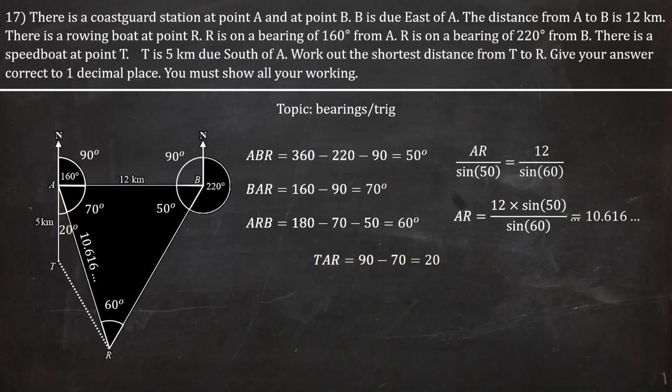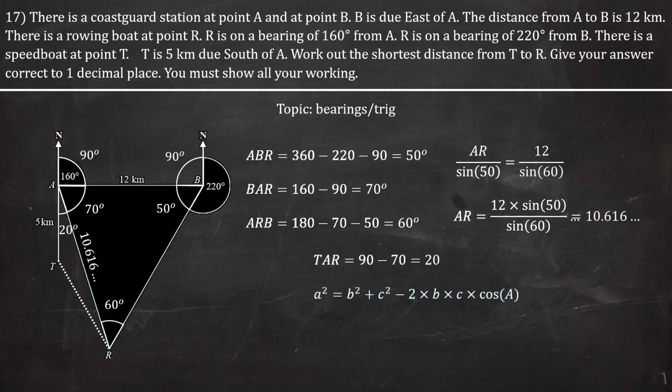Now that I have all of that information, I can find TR because I have two sides and the angle in between them, so I can use cosine rule in order to find TR. So a squared is equal to b squared plus c squared minus 2bc cos a. Remember, don't get confused with the letters. All that matters is that the a's are the things that you're trying to find. B and c do not really matter.